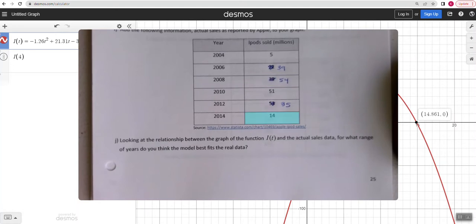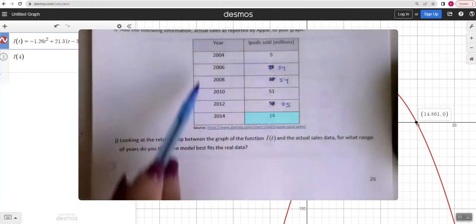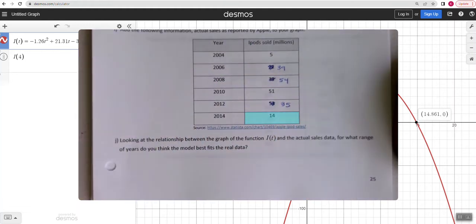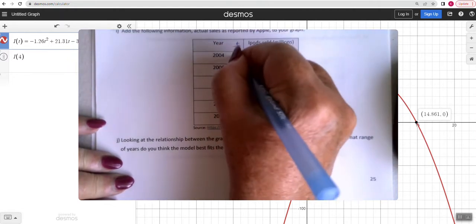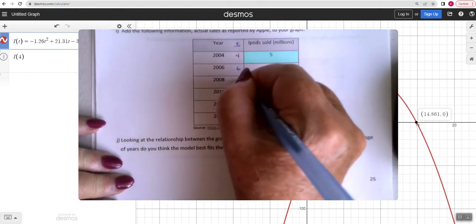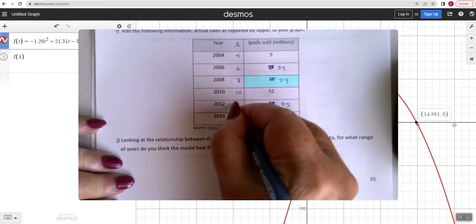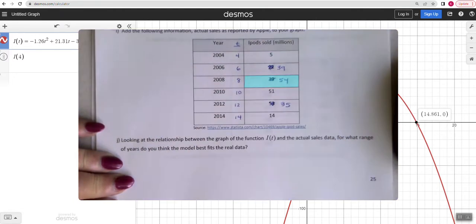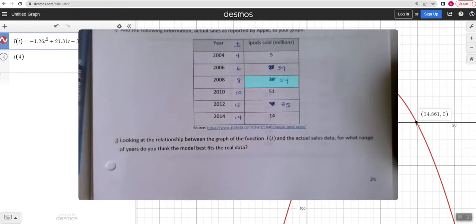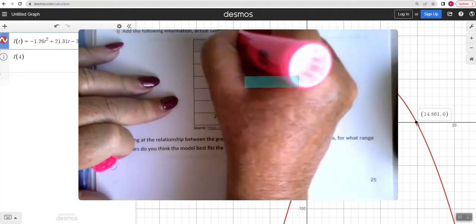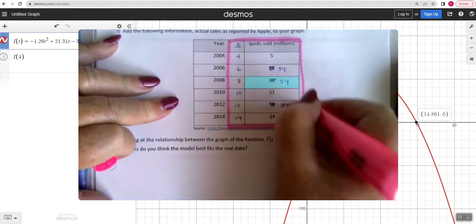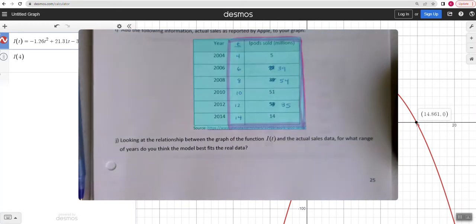All right, what we're going to do is we're going to put these actual values on our graph. We're just going to see how well our model, our graph, fits with the actual data. Now keep in mind, t values here for 2004 would be 4, and then 6, 8, 10, 12, and 14. So when I put the data into my Desmos graph, I'll be using not the actual years, but the t values, along with the number of iPods sold.